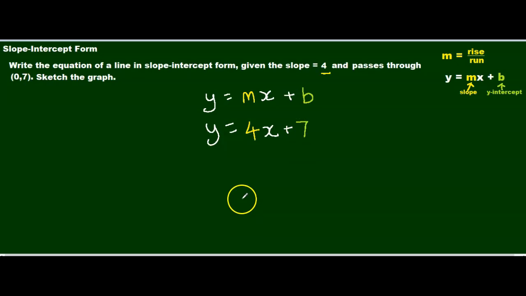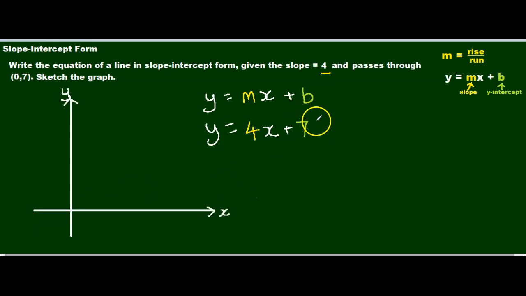Let's sketch the graph. So here our y-intercept is 7. So I'm going to put 7. And our slope is 4. So we're going to go up 4. So 1, 2, 3, 4. That gives me 8, 9, 10, 11 over 1. So it passes through that point and that point. And I can draw a line right through there. I just make little arrows to show that it goes on infinitely. And that would be our sketch of y equals 4x plus 7.